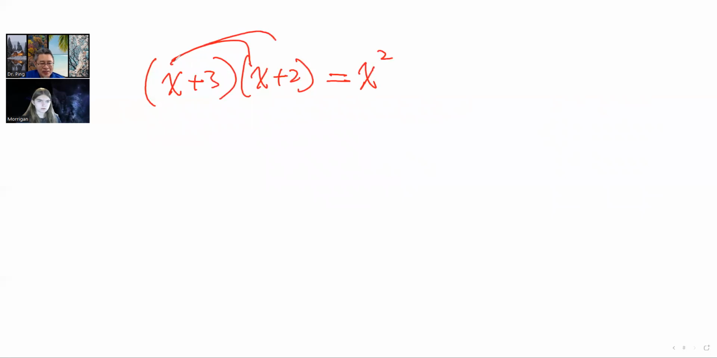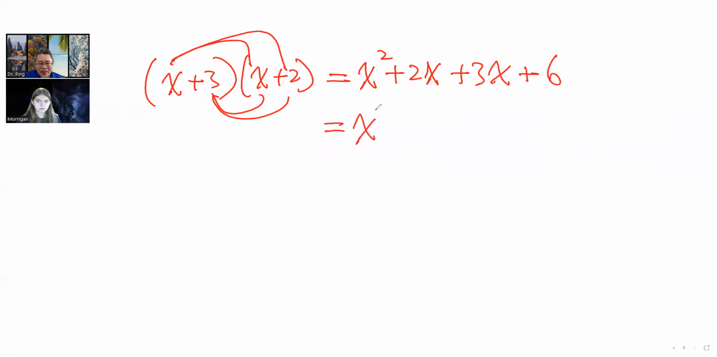Let's actually work on the FOIL a little bit. So let's say x plus 3 times x plus 2. If we use FOIL, x times x is x squared. X times 2 is 2x. Then 3 times x, 3x. And 3 times 2 is 6. So x squared, 2x plus 3x, 5x, plus 6. And that's that. Good?